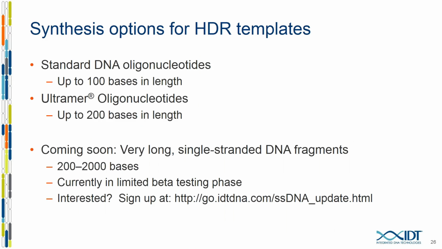In terms of synthesis options for HDR templates, you could use a standard oligonucleotide, just like you're ordering a primer. And for IDT, that's offered up to 100 bases in length. The Ultramer oligonucleotides, it's a slower synthesis process, so we have a higher fidelity, and those allow up to 200 bases in length. And one thing I'm excited to briefly mention, this is an unreleased product, but we are planning to actually start offering very long single-stranded DNA fragments that will actually go up to 2,000 bases in length.